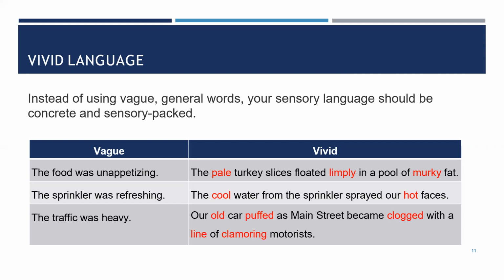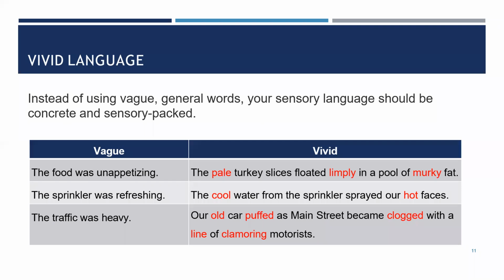And then the second example of a vague sentence: The sprinkler was refreshing. The vivid sentence is: The cool water from the sprinkler sprayed our hot faces. And the last example of a vague sentence is: The traffic was heavy. The vivid sentence is: Our old car puffed as Main Street became clogged with a line of clamoring motorists.